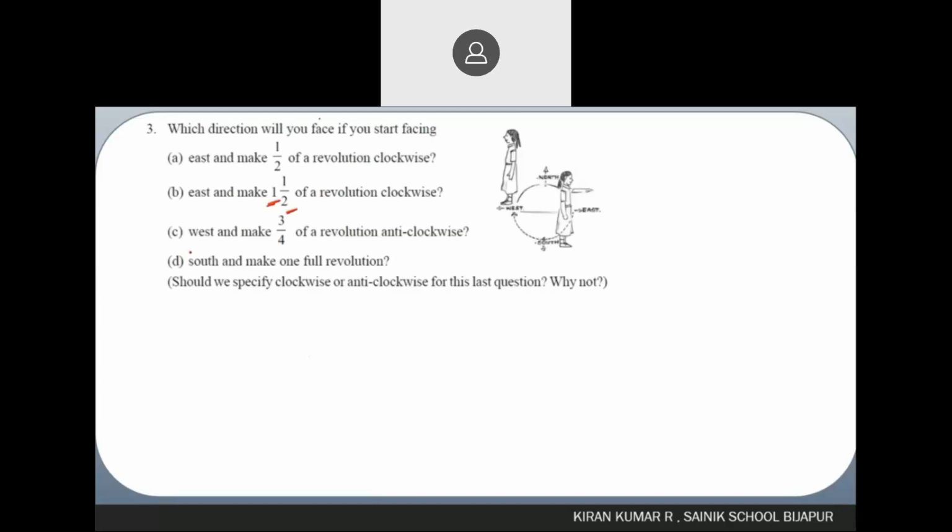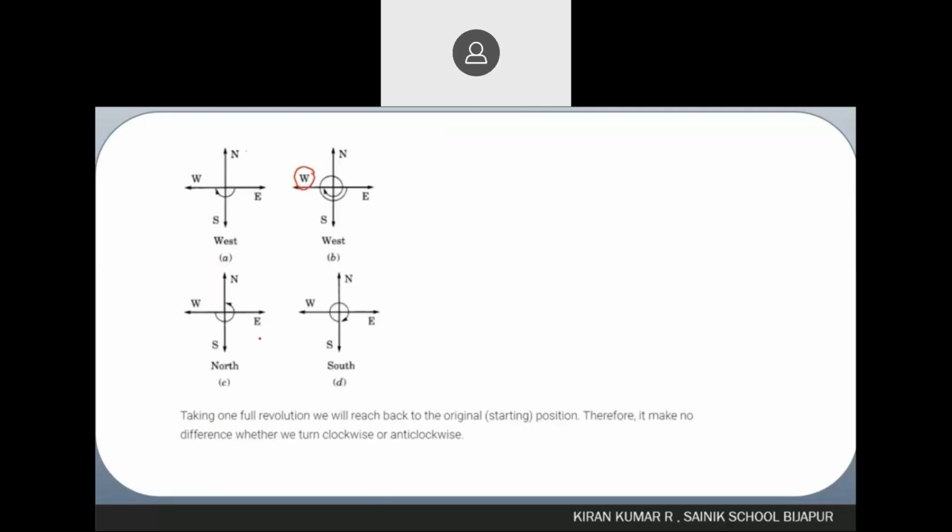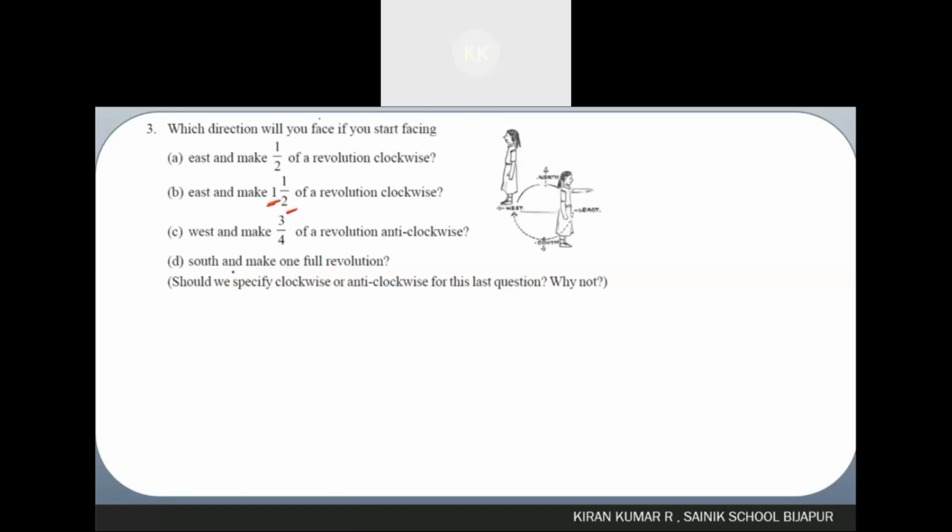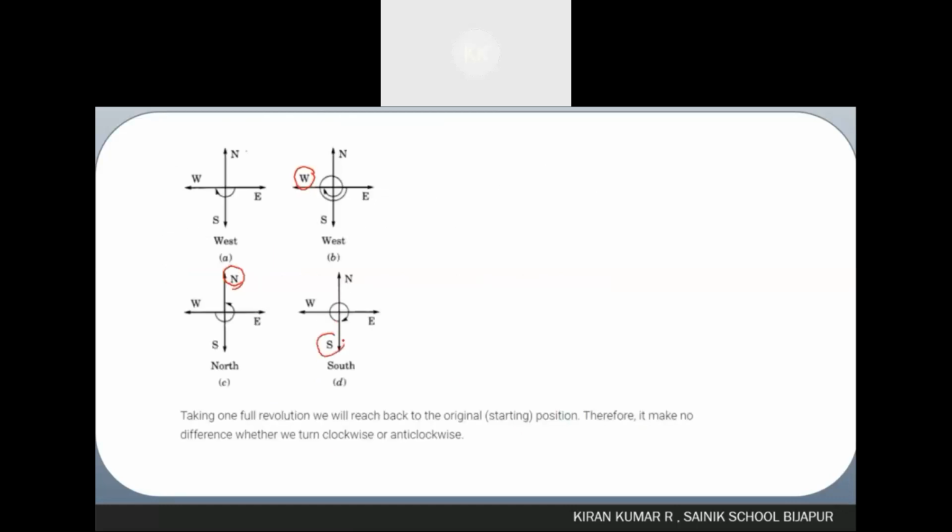In C, we have west and make 3/4 of a revolution anti-clockwise. Anti-clockwise is the reverse direction of clockwise. So from here, 3/4 will land at north. Next, fourth one, we have south, starting from south and making one full revolution. Starting from south and making one complete revolution, again it comes back at south.